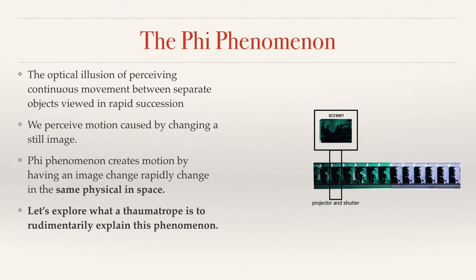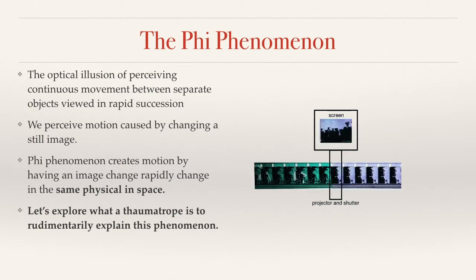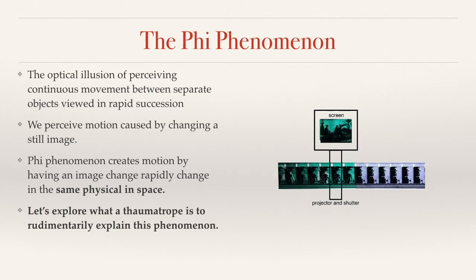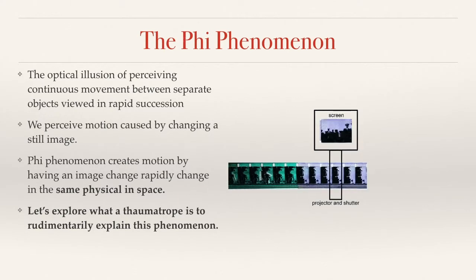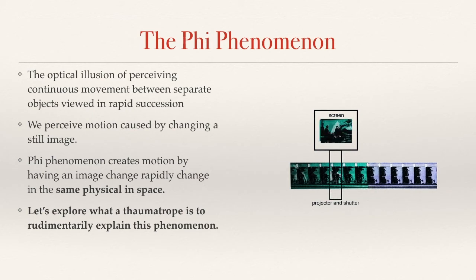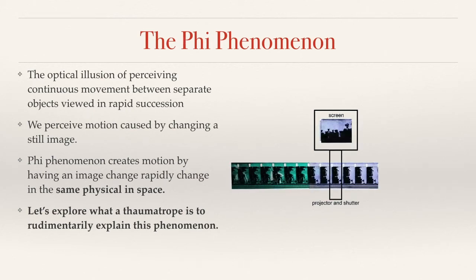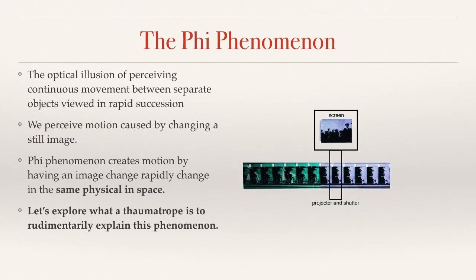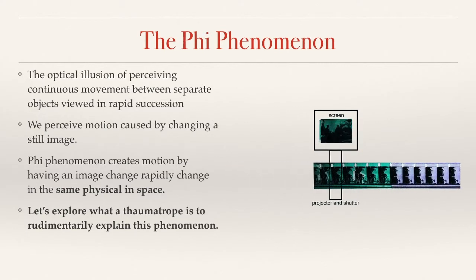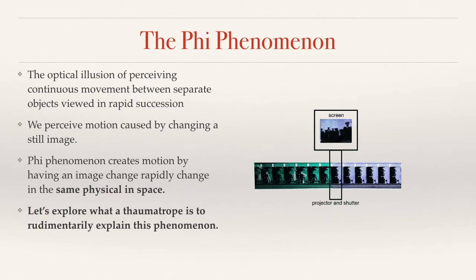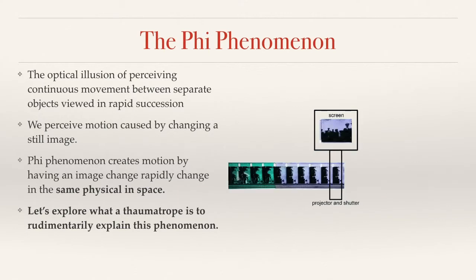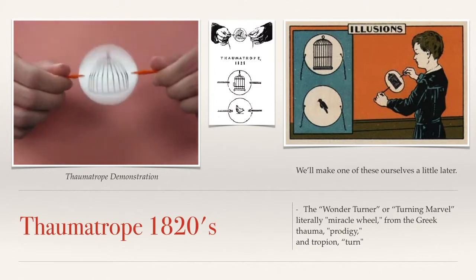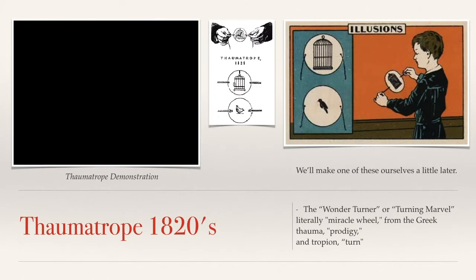So think about the projection of a piece of celluloid or actual physical movie film. There are 24 images changing every second in the same space to convince us there's motion. So let's look at an example. Let's take a look at what a thaumatrope is so we can physically see this phenomenon in action. Here it is, folks, the thaumatrope.